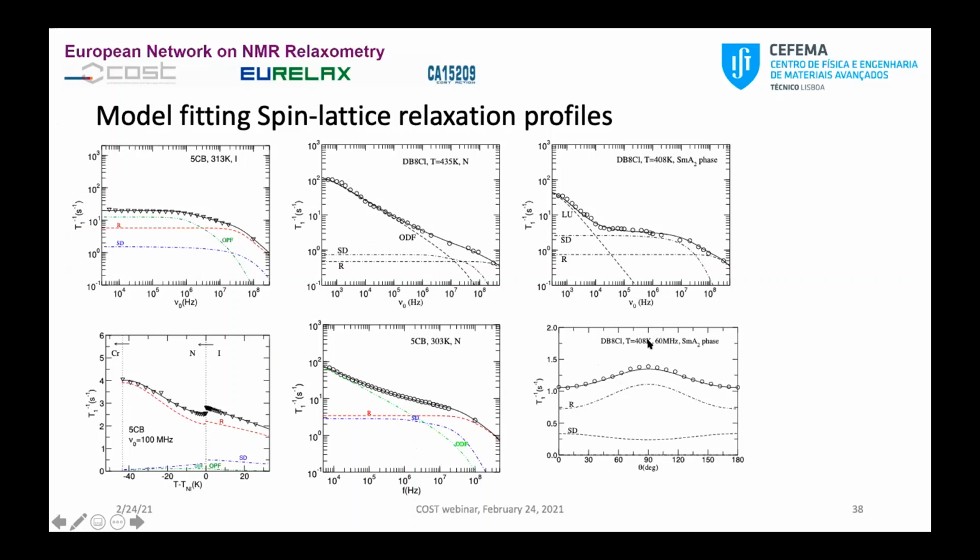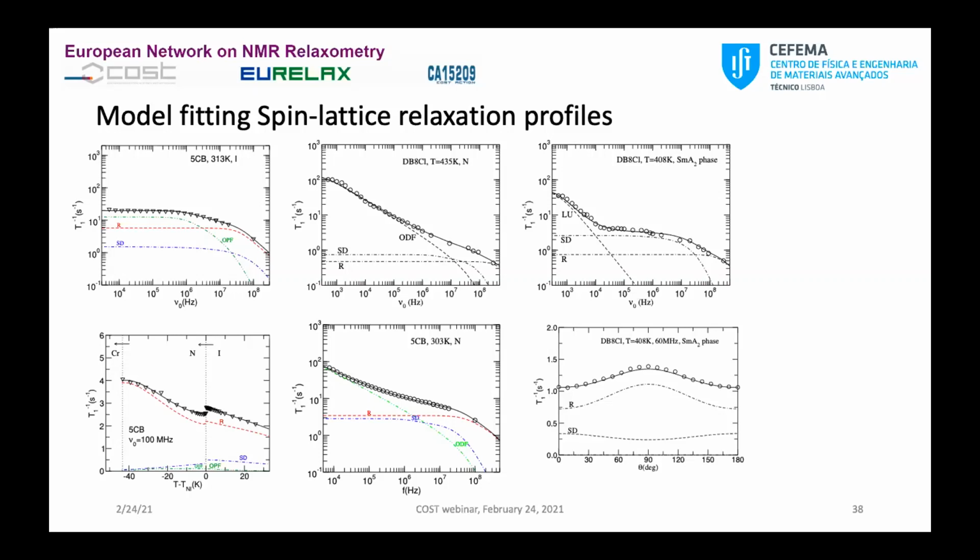And for the frequency of 60 megahertz, 60 megahertz is around here. At 60 megahertz, we see that rotations have a maximum at 90 degrees and self-diffusion has a minimum there. That's a consequence of how the relaxation rates, how the spectral densities mix when we include a description of the angle between the alignment direction and the magnetic field.